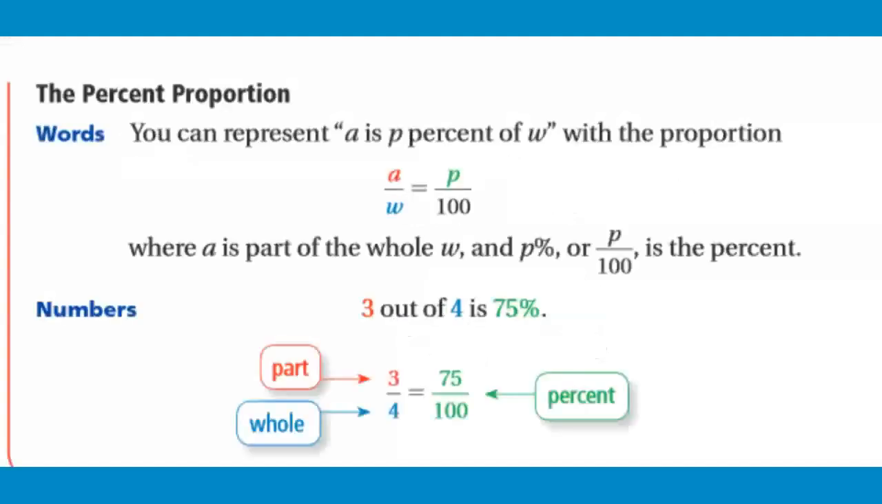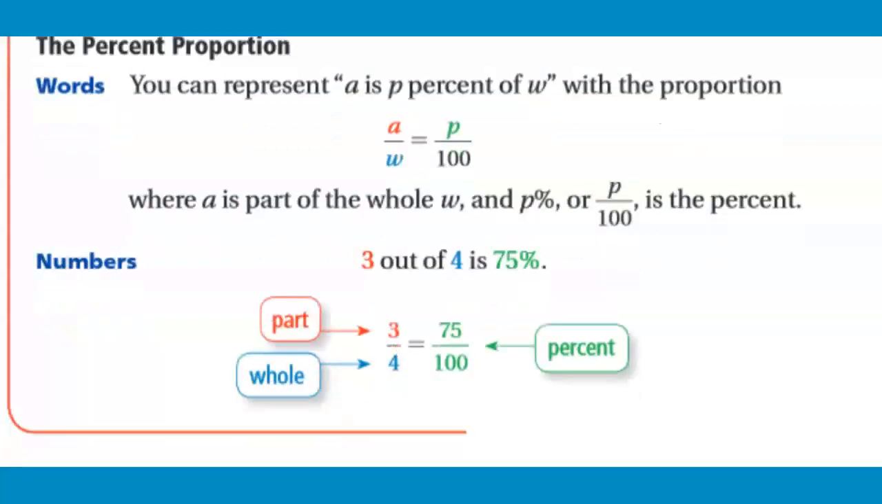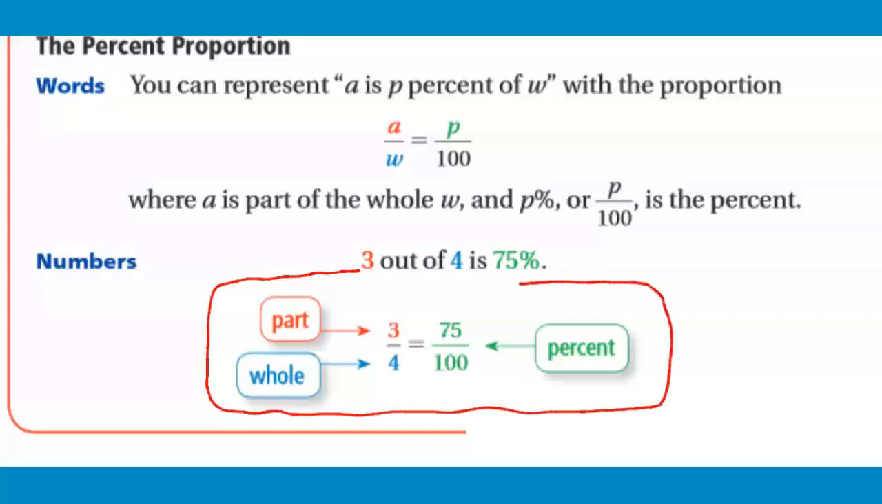So the percent proportion, what we usually do is put part over whole. So if I wanted to find out what 3 out of 4 is as a percent, I could put 3 over 4, 4 on the bottom being the whole amount, 100 on the bottom on my percent because 100% is everything. And then 3 out of 4 is equal to what ratio? And that would be equal to 75 over 100.